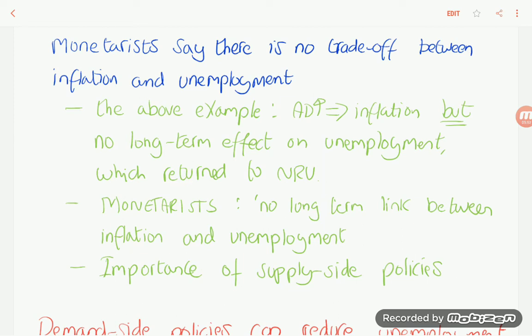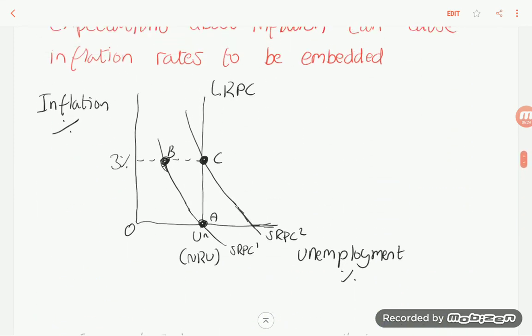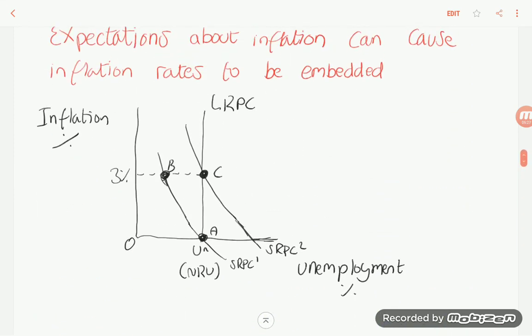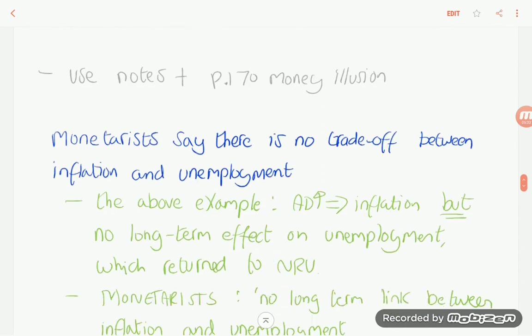This idea led the monetarist economists who first suggested the idea of adaptive expectations to conclude that there was no long-term link between inflation and unemployment. That is, no matter how the SRP shifts, unemployment always returns to the NRU. So, the long-run Phillips curve, the LRPC, will always be a vertical line coming up from UN. This means that in the long run there is no trade-off between unemployment and inflation.